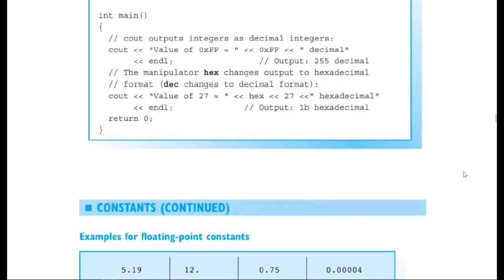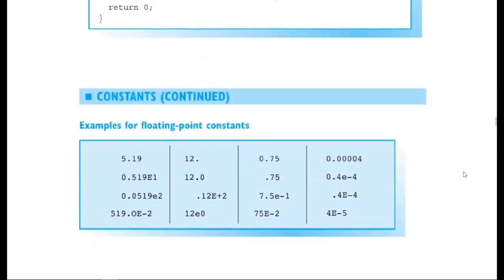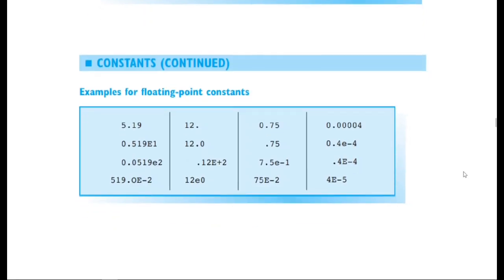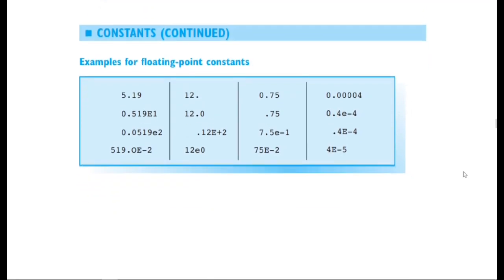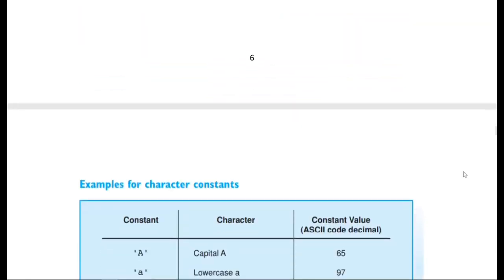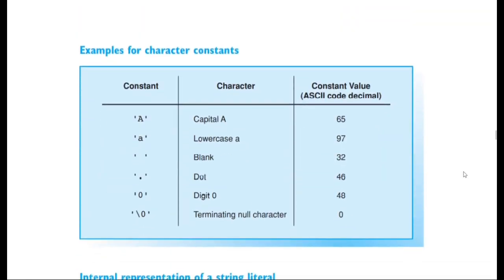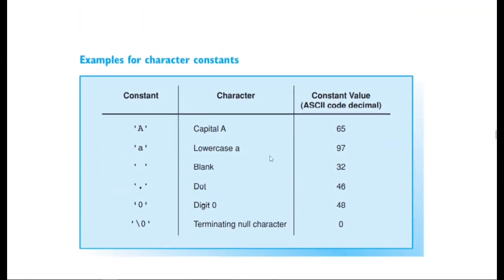Let's have a look at some more examples of constants, and we've got some here for floating point values. We've also got constants that we can use for characters. So capital A will stand in for the 65 in the ASCII numerical system. And you have lowercase a, and so on and so on.